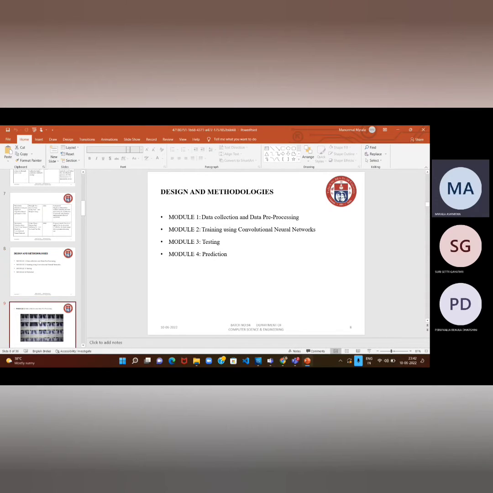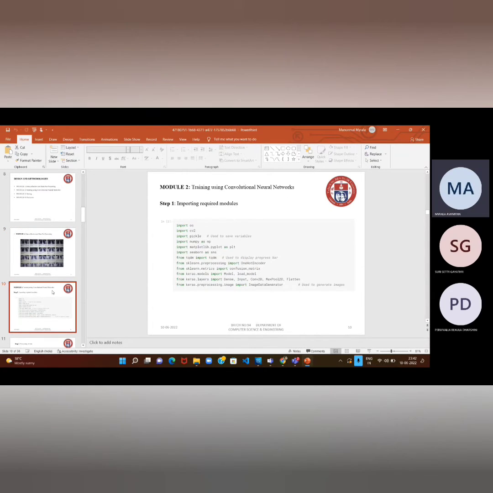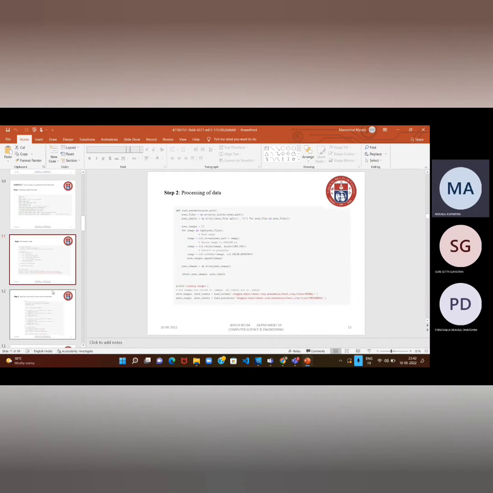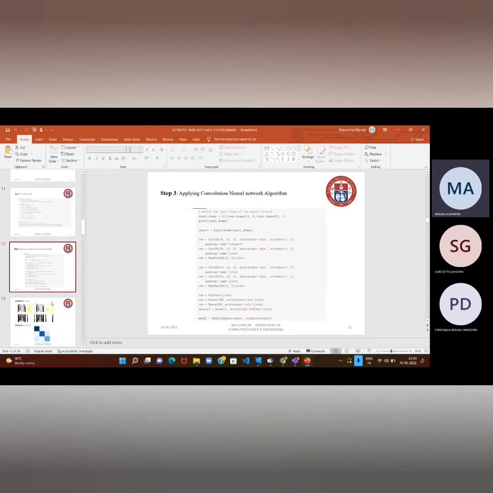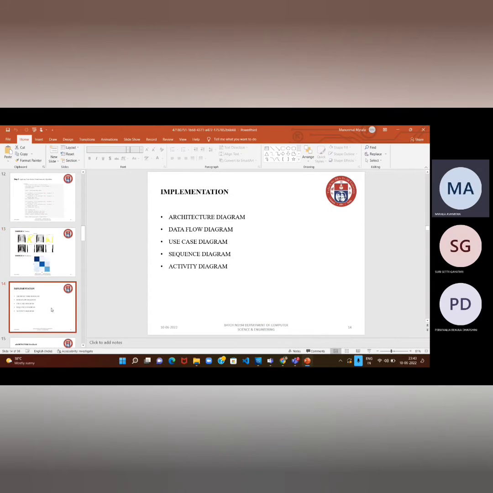We have collected our data from Kaggle and the data has been processed, and we have trained our model using the convolutional neural network algorithm. The model has been tested with an accuracy of about 86%. And the next will be continued by our group mates.